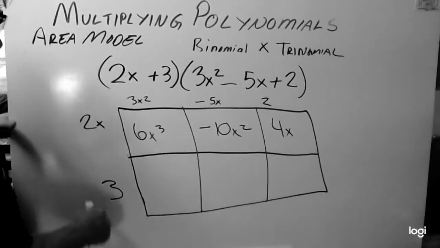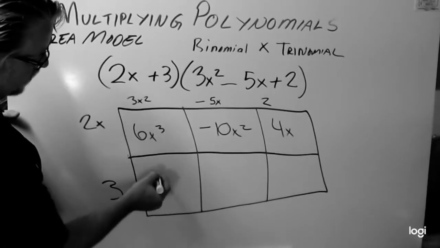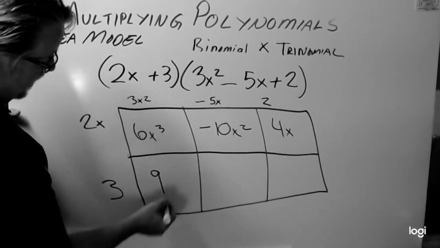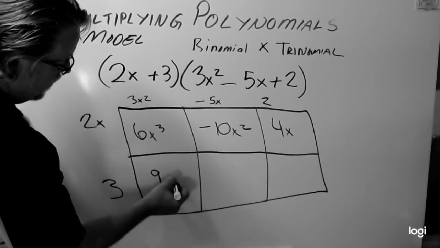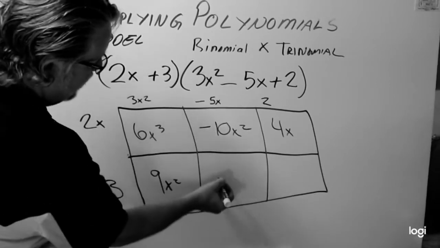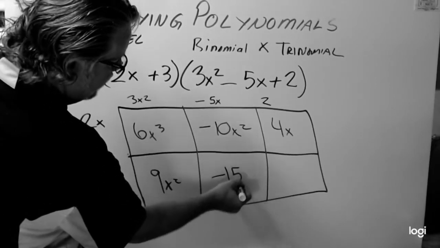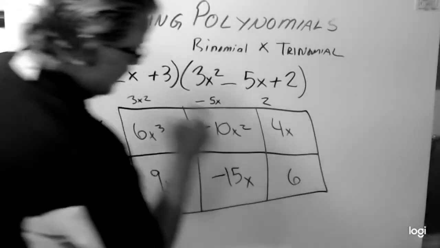Next terms. 3 times 3x squared. 3 times 3 is 9. 3 times x, well, that's x, and squared. There we go. Next terms. We have 3 times negative 5x. It's going to give me negative 15x. And finally, 3 times 2 gives me 6.